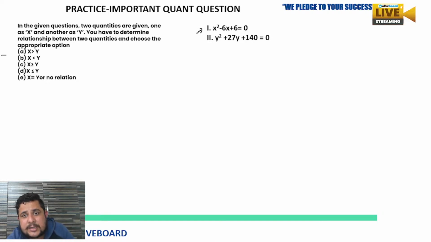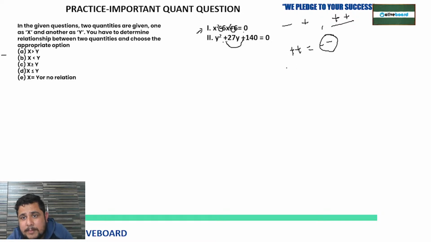So the first equation is x square minus 6x plus 6. When the minus and plus signs are there, I mean this minus and this plus, minus plus, your roots will always be in positive sign. Now in the next equation, plus and plus. When both signs are plus plus, then both the roots will be minus minus.